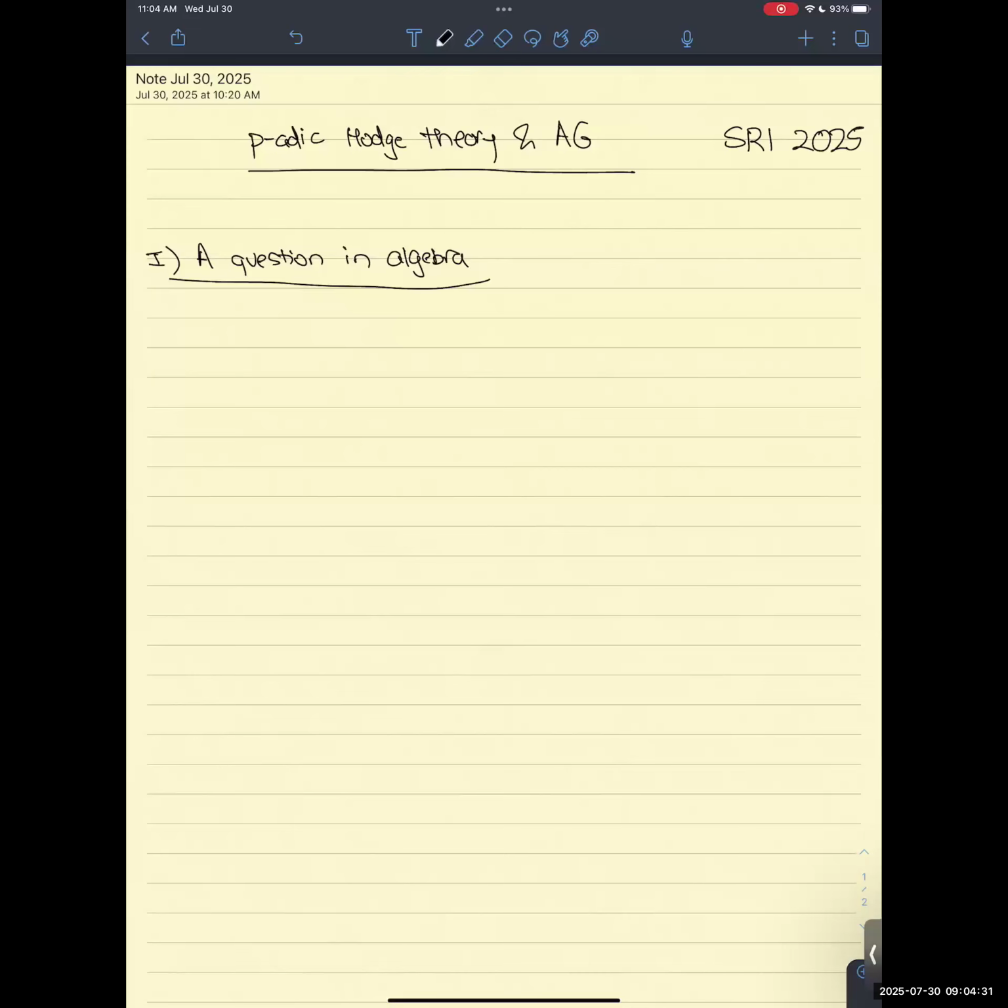But let's get started. So before I get into the meat of it, let me just try to frame the first half of this talk around a question in algebra. This question was the one that motivated me to get into p-adic Hodge theory in the first place, and it's pretty elementary. So it hinges on the following definition. So let's say R is a commutative ring. Then R is a splinter.